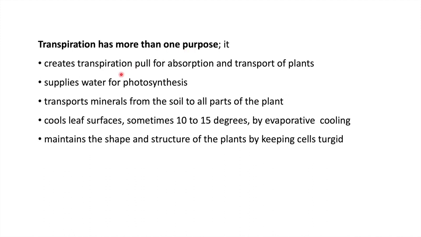What purpose does the transpiration process fulfill? One purpose is that transpiration helps in absorption and transportation of water in plants, which is required for the photosynthesis process. It also helps in transportation of minerals from soil to other parts of the plant, and the transpiration process also keeps the surface of the leaf cool by the evaporation process, and it also maintains the shape and structure of the plant by keeping cells turgid. These are the purposes the transpiration process fulfills.